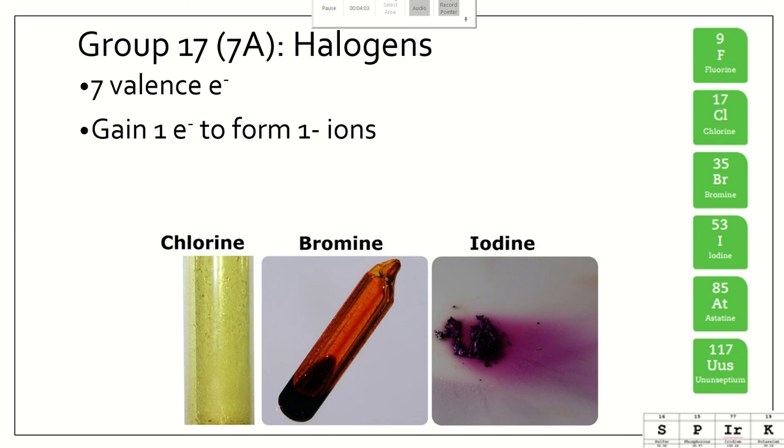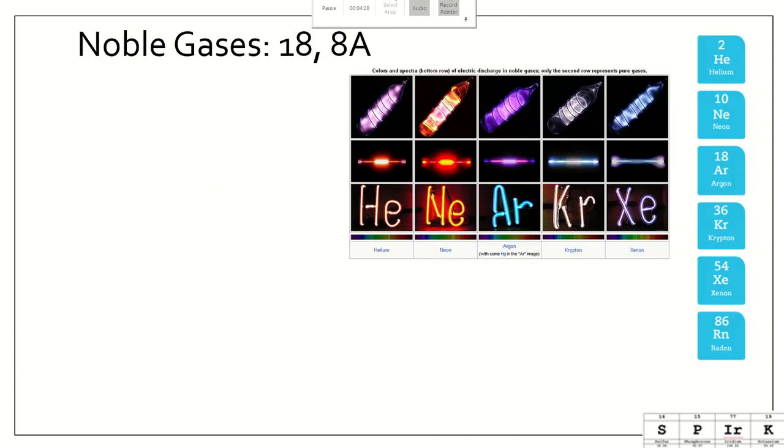I want to backtrack a little bit. Group 16 or 6A, they're going to gain 2 electrons, so form 2- ions. And group 15 or 5A, they're going to gain 3 valence electrons, so they'll be 3- ions. And again, remember that since these are the halogens, the whole group or the whole column all have similar properties.